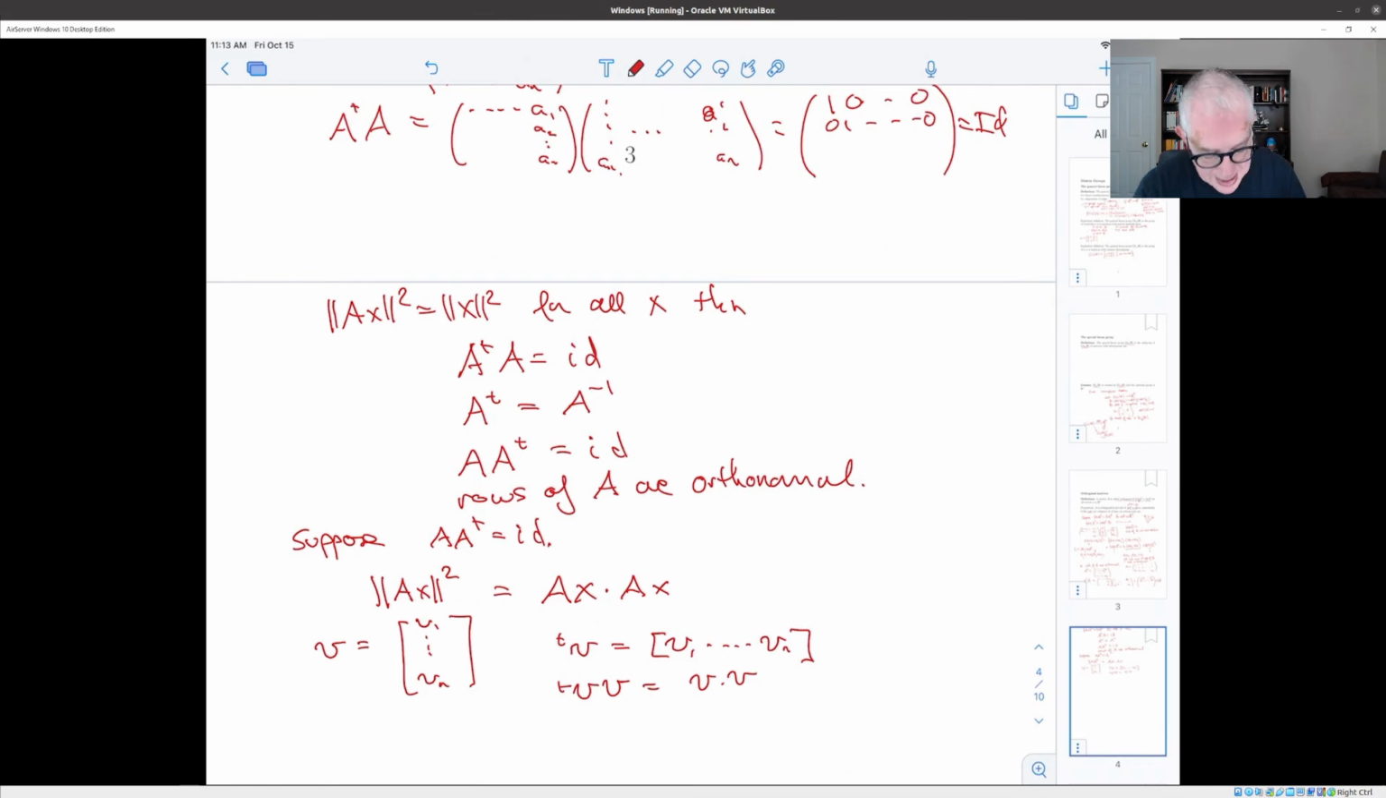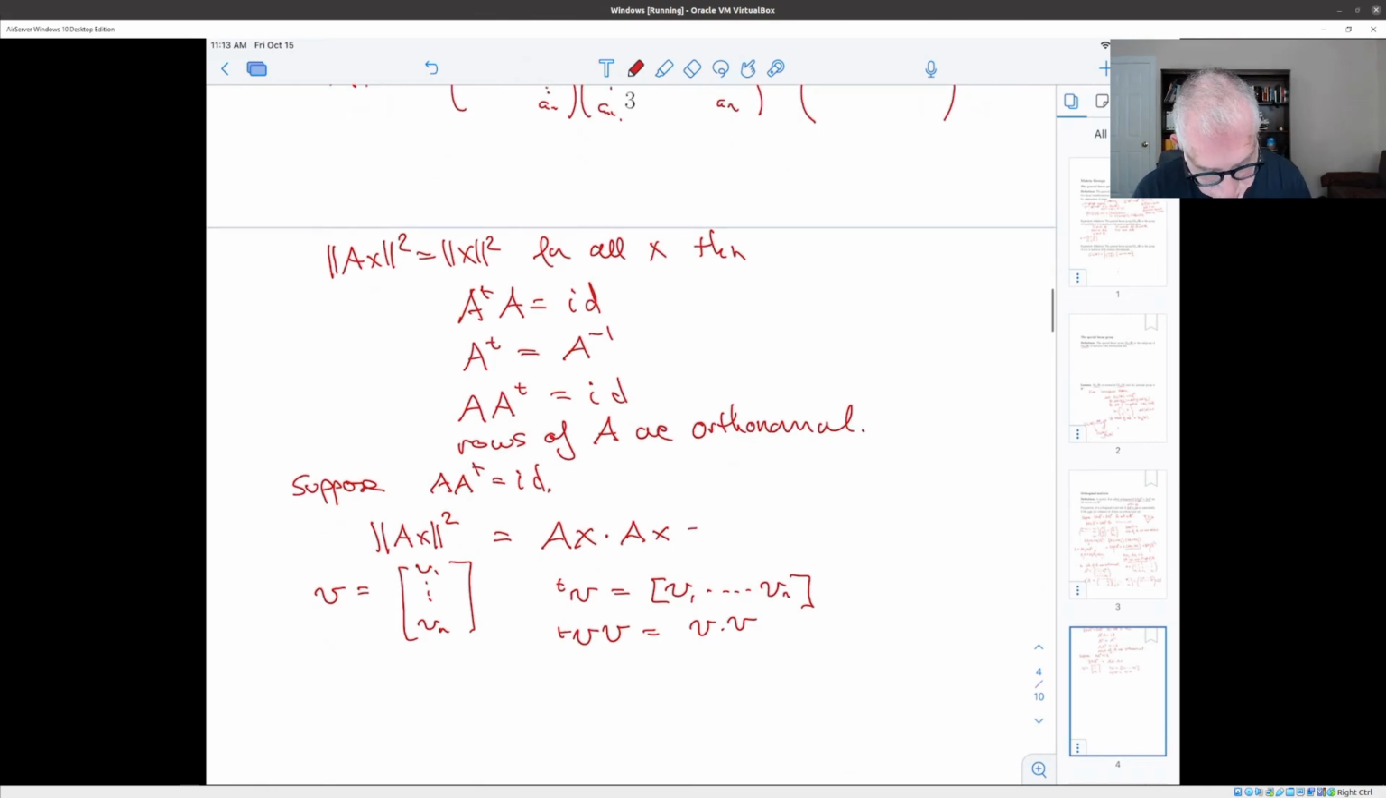And if we use that point of view to do this calculation, then what we're doing is we're taking the transpose of the vector Ax and doing matrix multiplication, multiplying it times Ax.